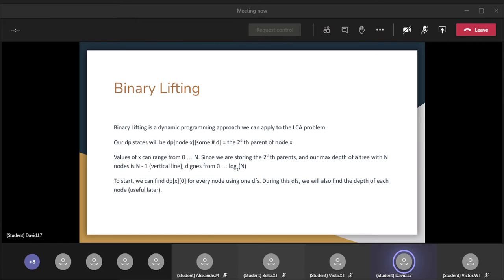So the first thing that we're going to do is find DP of x, 0 for every node using one DFS. Because DP of x, 0 just stores the 2 to the 0th parent, in other words, just the first parent of each node. And then during this DFS, we'll also find the depth of each node, which will be useful later. That might be kind of confusing, but I'll explain.